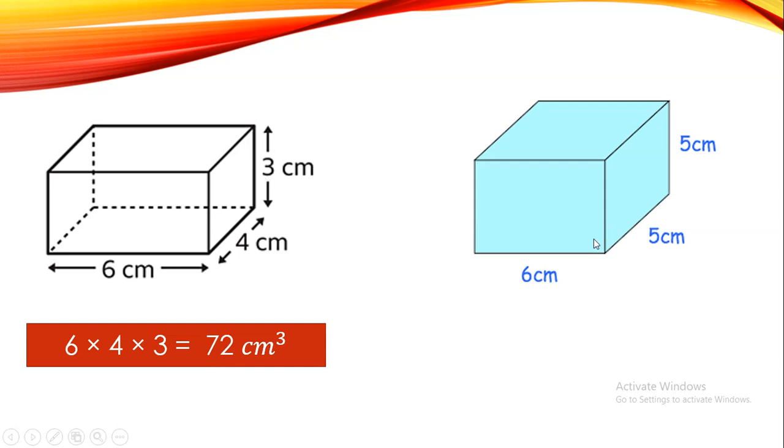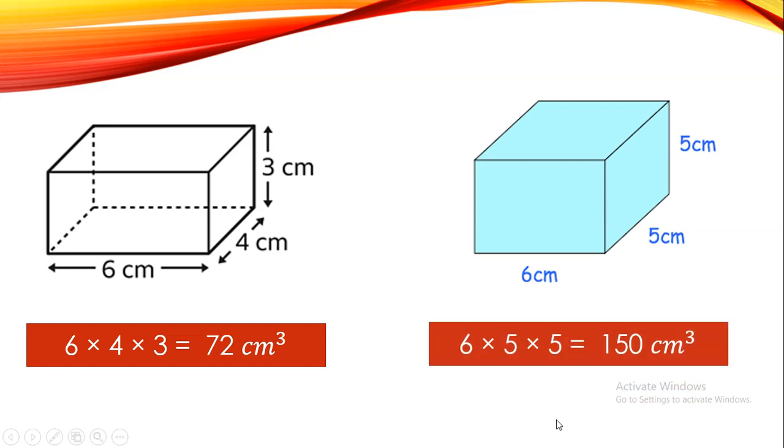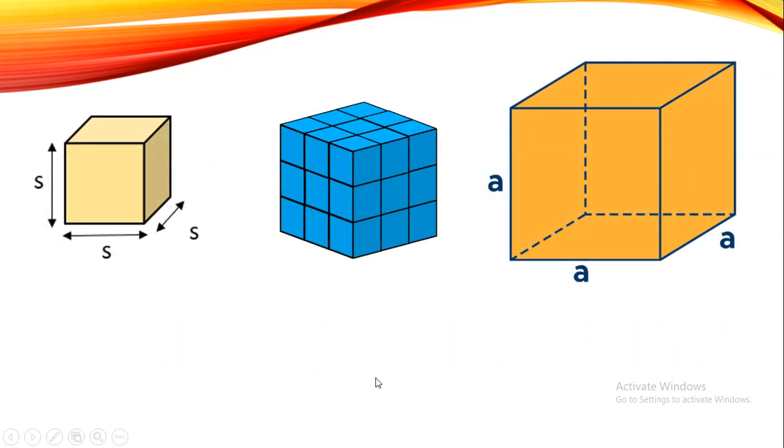What about this one? What is the volume of this box? Length multiplied by width multiplied by height. So 6 times 5 times 5, that's 150 cubic centimeters. Now let's talk about cubics.